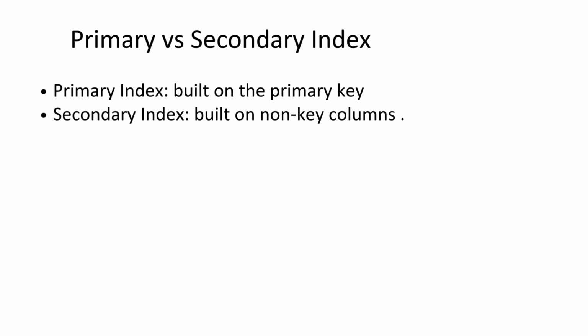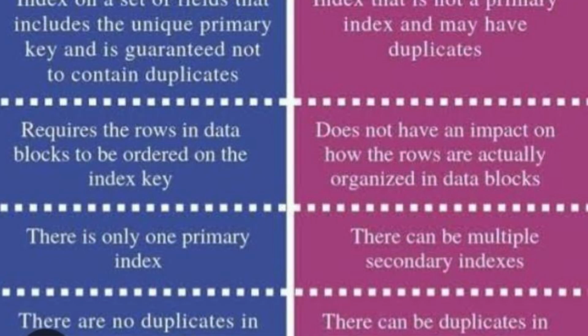Primary versus secondary index. A primary index is created automatically on the primary key column. A secondary index is created manually on non primary key columns. These indexes support fast access to rows through different fields.